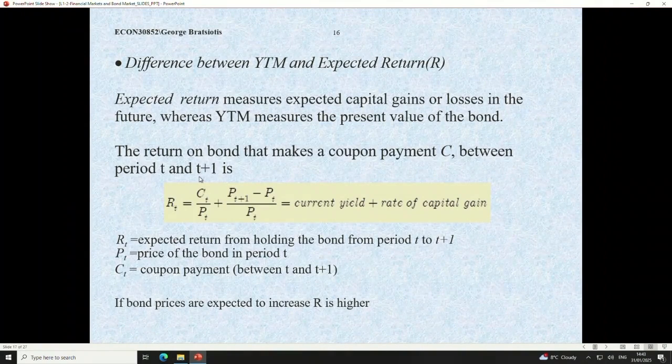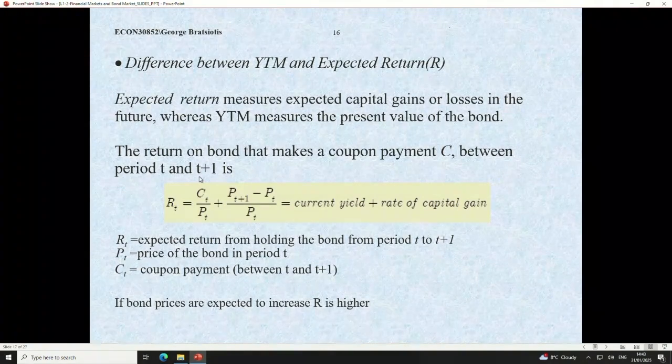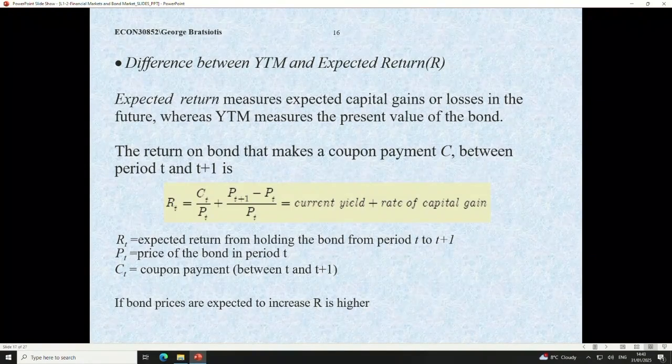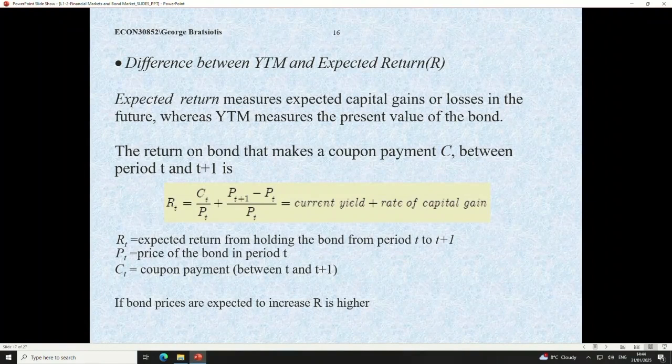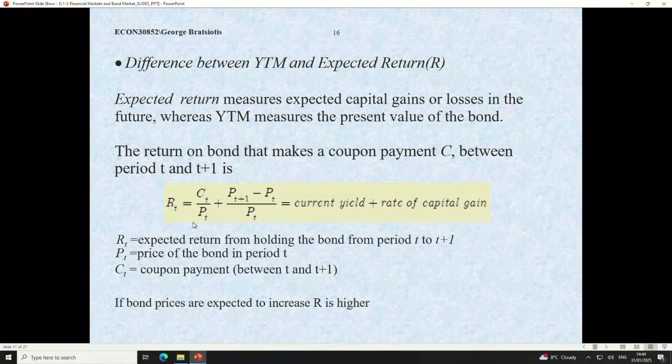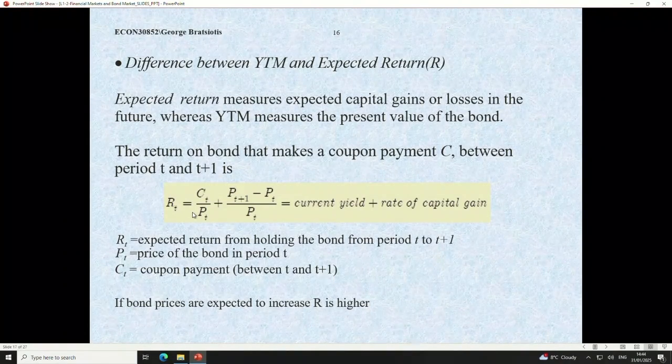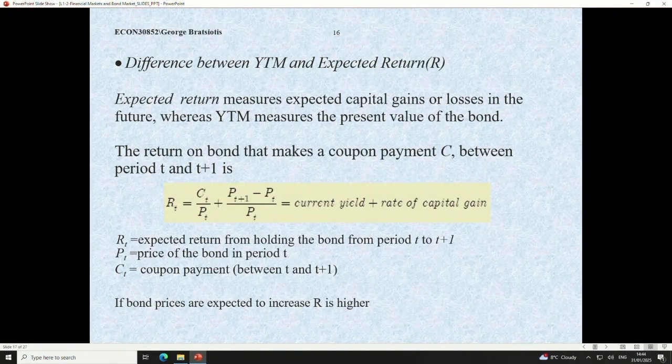Let's say that I hold the government bond just for one period. I bought it today. Why? Because I expect the return to be high. Why? Because I expect the price to go up. And then I'm going to sell it in one period. So this is exactly what that says. This is the current yield, the cash flow divided by the price. There's no face value in that. I'm only holding it for one period, right?